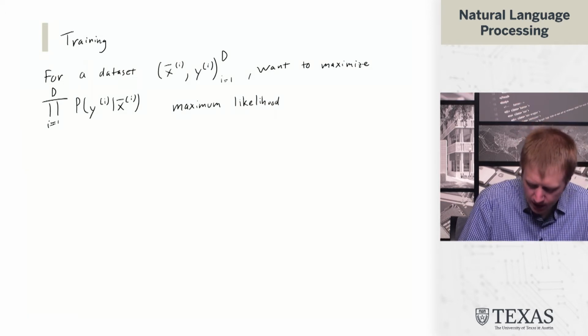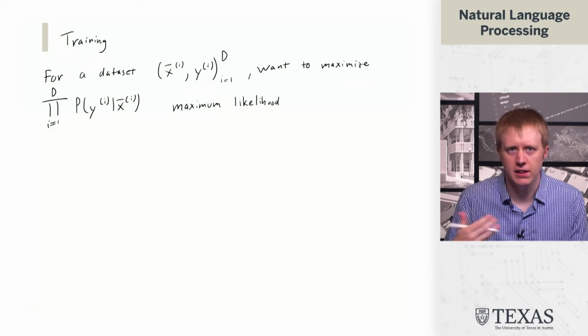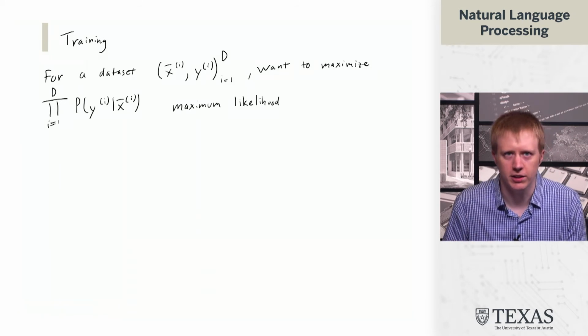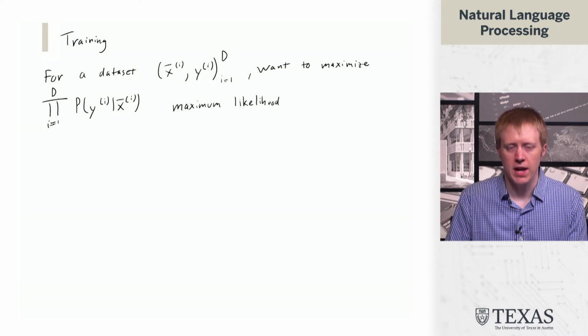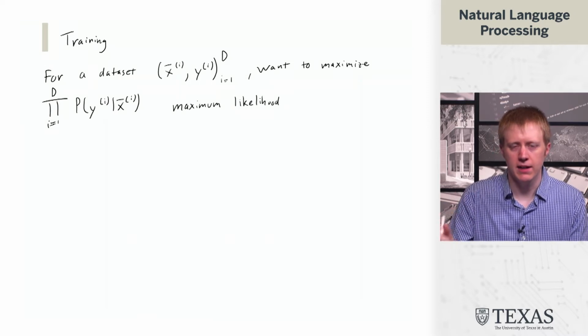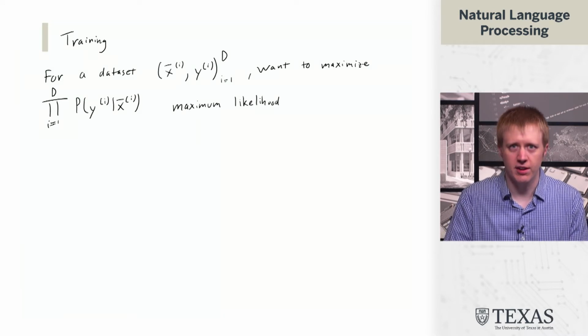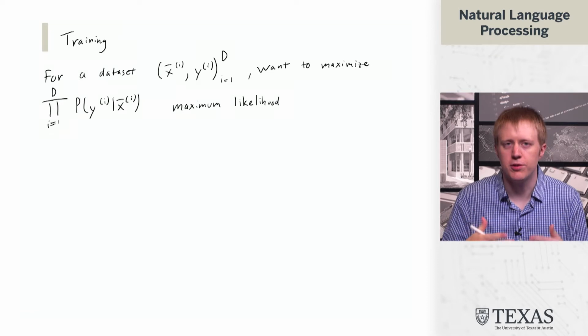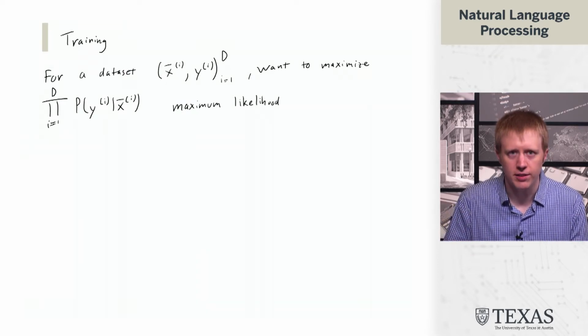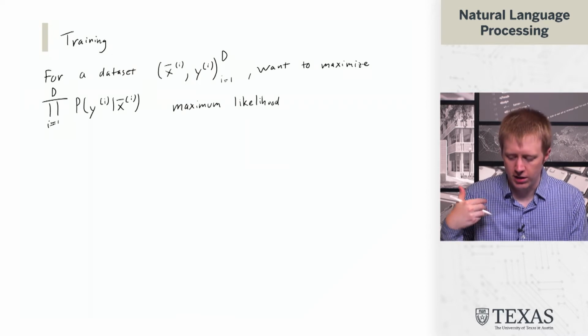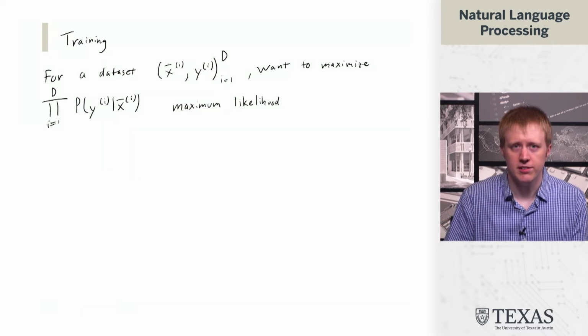Okay, so what we are maximizing here is what we call the likelihood, or the discriminative likelihood, of the data. Meaning that we have a bunch of labels y for data points x, and we want to maximize the probability of observing this data. Because we have a discriminative model, we're conditioning on x, and we're maximizing the product of the probability of each y given x.